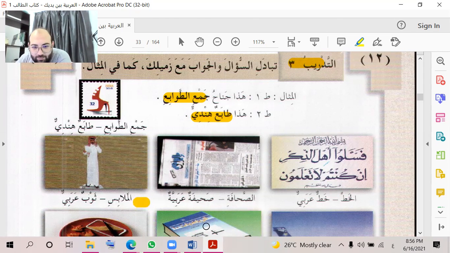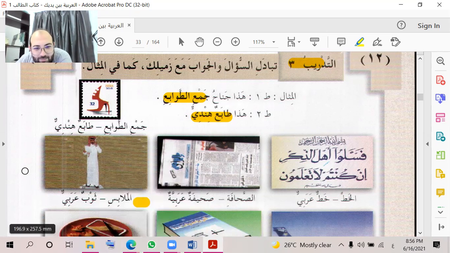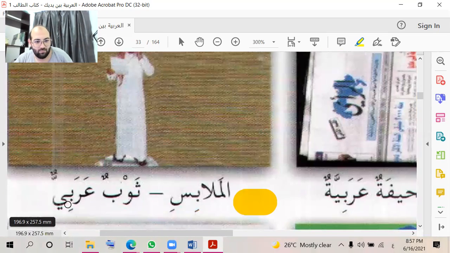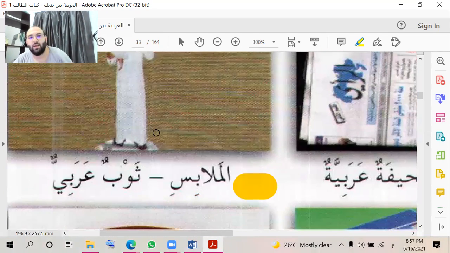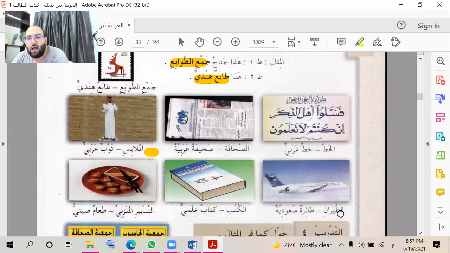Third one. هذا جناح الملابس. Clothes. الملابس. هذا ثوب عربي. هذا ثوب عربي. That means this is an Arabic dress. Dr. Umar, the fourth one.